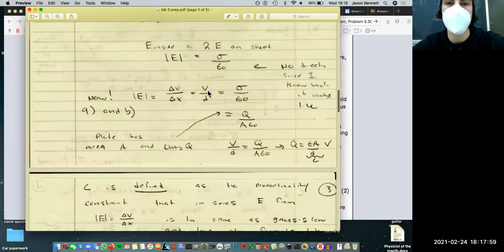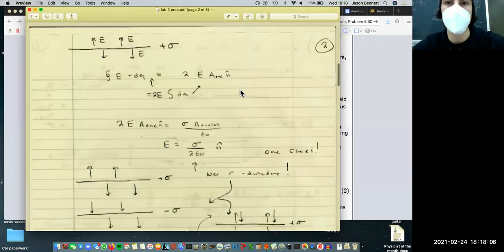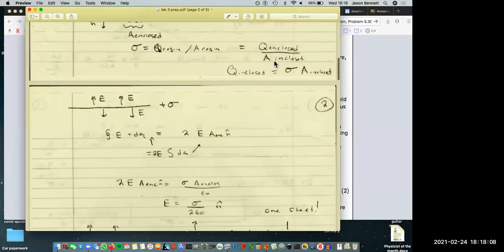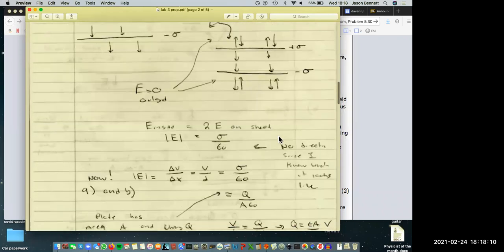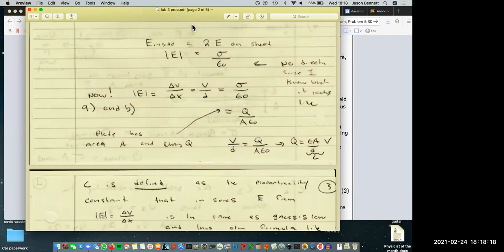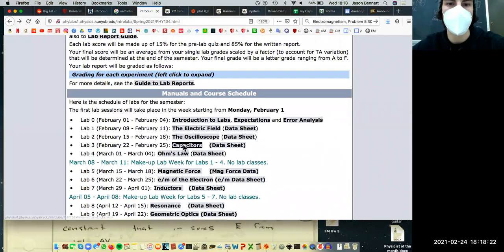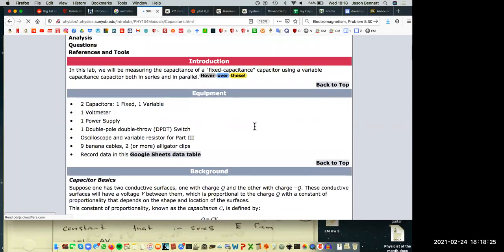So I have E is V over D, or sigma over epsilon. I know that sigma is my charge density. It's just Q enclosed over A enclosed. So if I fill that in, I have V over D from this one, Q over A epsilon. And then I isolate for Q, just like, oh, wrong lab report. I mean lab manual. I want to mimic this equation.